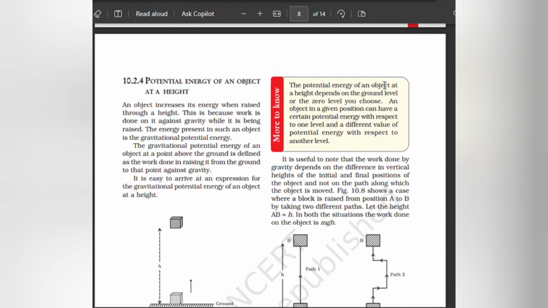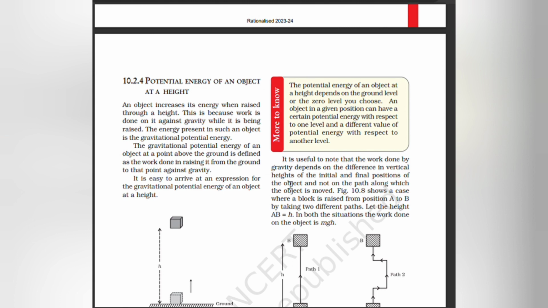The potential energy of an object at a height depends on the ground level or the zero level you choose. An object at a given position can have a certain potential energy with respect to one level and a different value of potential energy with respect to another level. It is useful to note that the work done by gravity depends on the difference in vertical heights of the initial and final positions of the object and not on the path along which the object is moved.